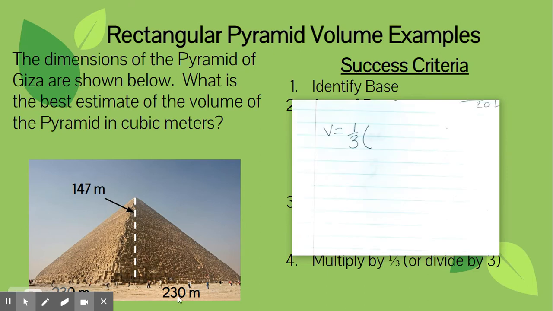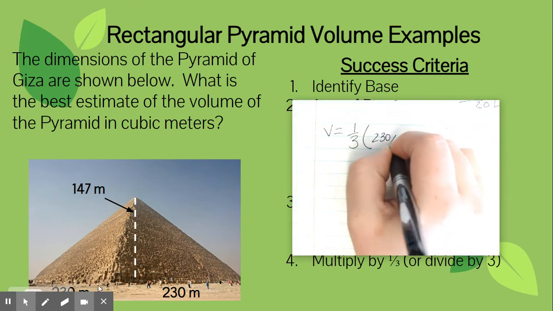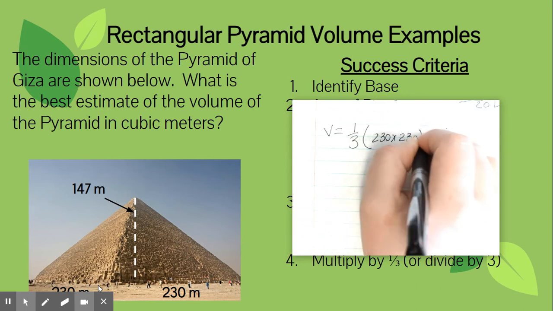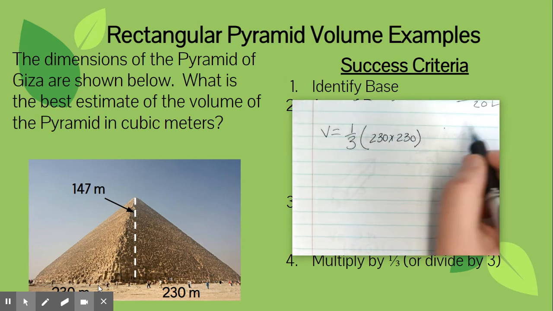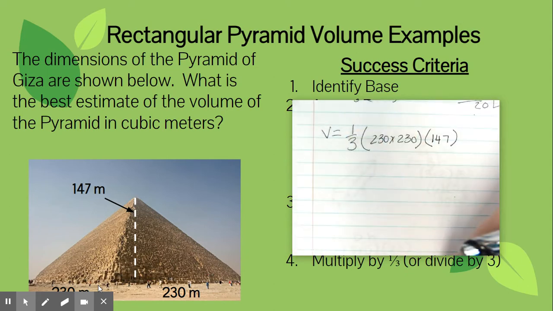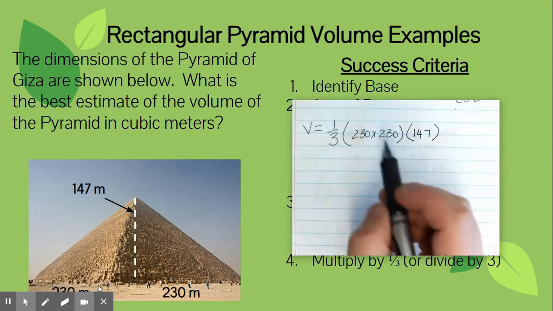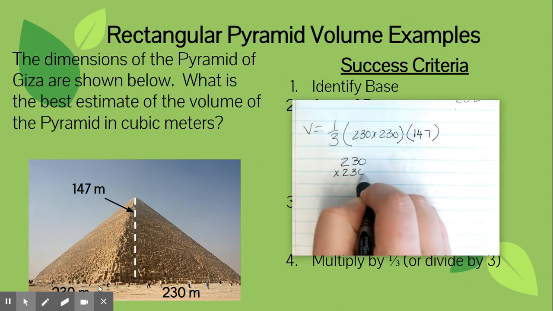The area of the base, so that's 230 times 230, because for the Pyramid of Giza the base is a square. So the length and width are the same. And then I'm going to multiply by the height, which is 147. Okay, these are big numbers, so we're going to get a big number at the end. So I'm going to do 230 times 230.